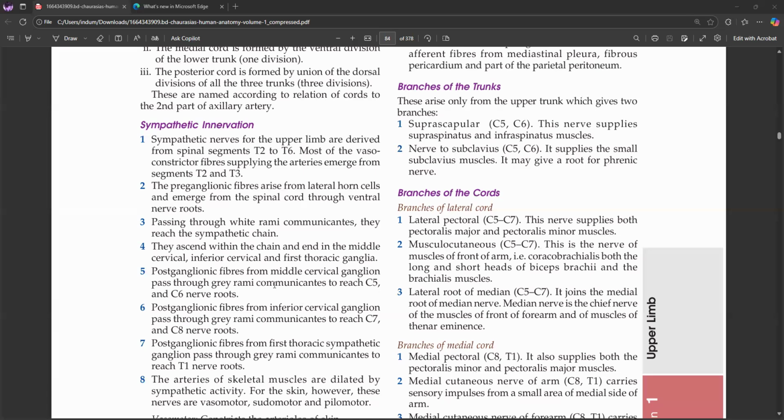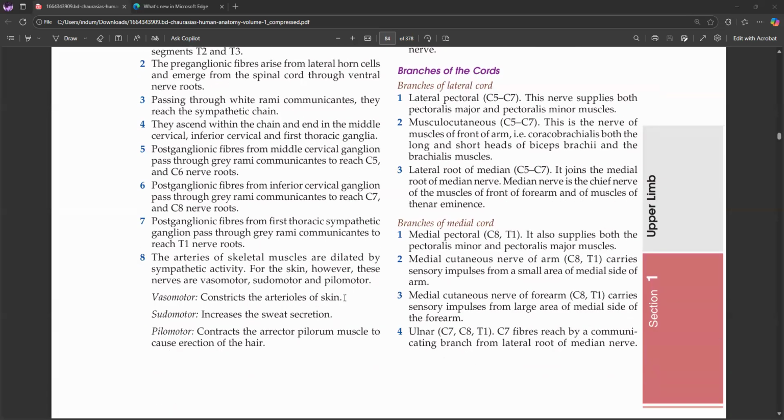Number 4. They ascend within the chain and end in the middle cervical, inferior cervical, and first thoracic ganglia. Number 5. Postganglionic fibers from middle cervical ganglion pass through gray rami communicantes to reach C5 and C6 nerve roots. Number 6. Postganglionic fibers from inferior cervical ganglion pass through gray rami communicantes to reach C7 and C8 nerve roots. Number 7. Postganglionic nerve fibers from first thoracic sympathetic ganglion pass through gray rami communicantes to reach T1 nerve roots.